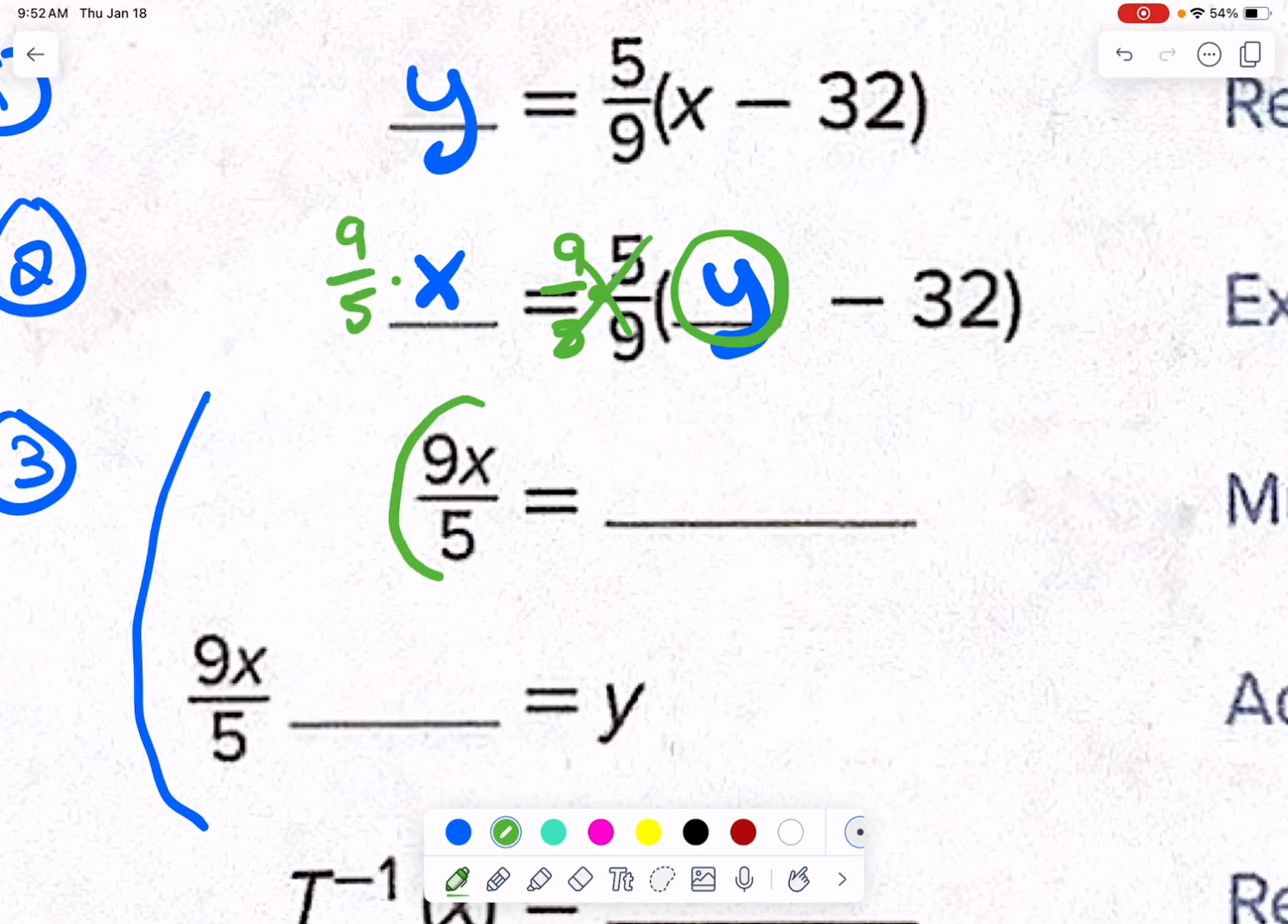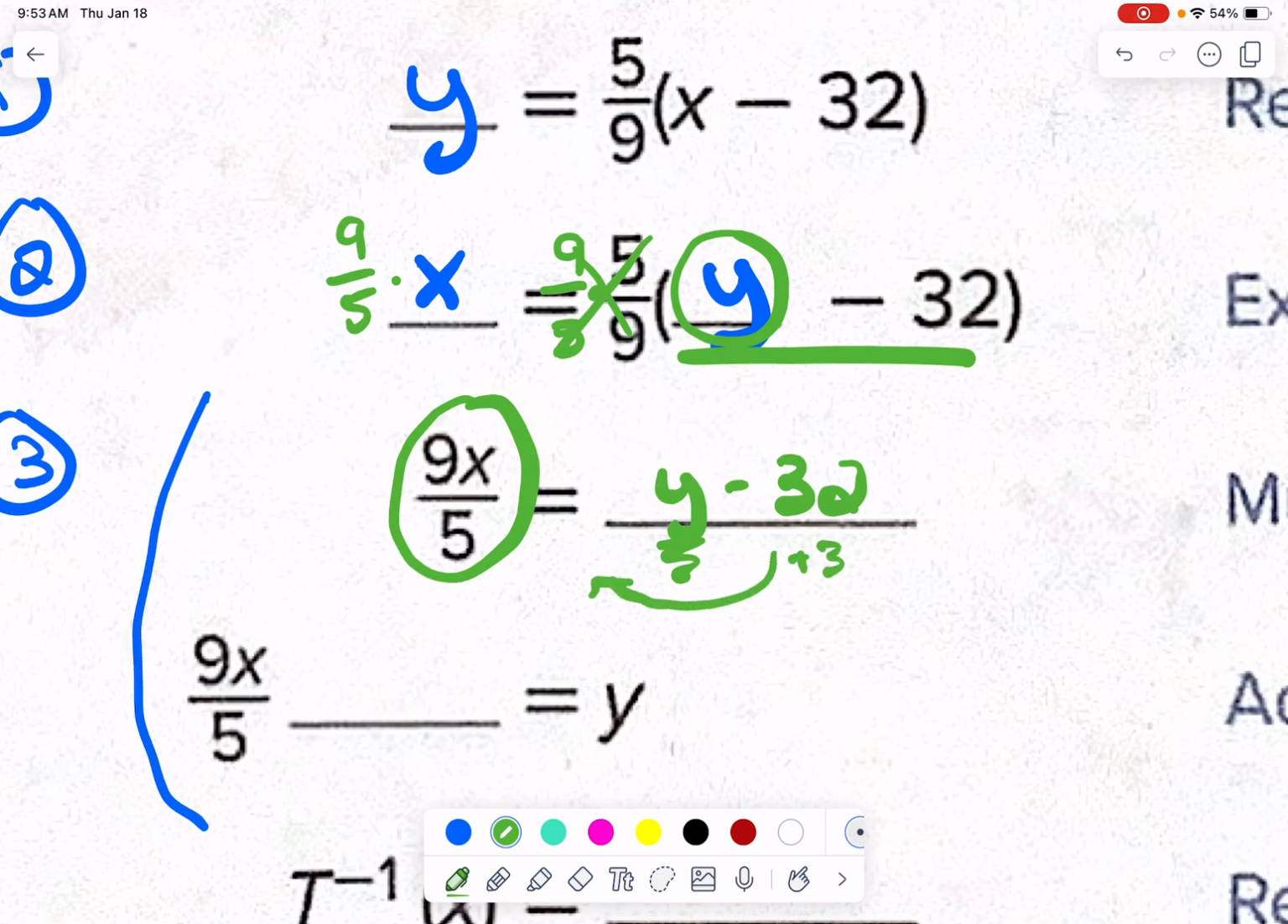That's how they get 9 over 5x here. They put the x on the top, which is totally fine, or you can leave the x on the side. So 9 over 5x or 9x over 5. The x can either go on the top or on the side. That leaves me with y minus 32 here, okay? I still need to get y by itself, so I'm going to add the 32 over, plus 32, plus 32. I can't add 32 to 9 over 5x because this one has an x and this one doesn't, so I'm just going to put plus 32 on the side here.